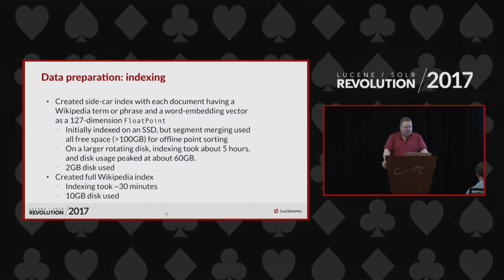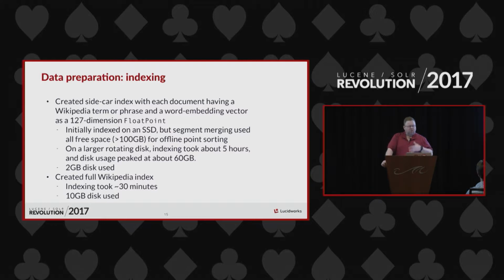So I created a sidecar index with each document, as I say there, initially on a solid state drive, but segment merging was performing offline point sorting that used up all free space, so I had to stop it after it went up to 100 gigabytes of usage. Switched to a larger rotating disk, and indexing took about 5 hours with disk usage peaking at about 60 gigabytes.